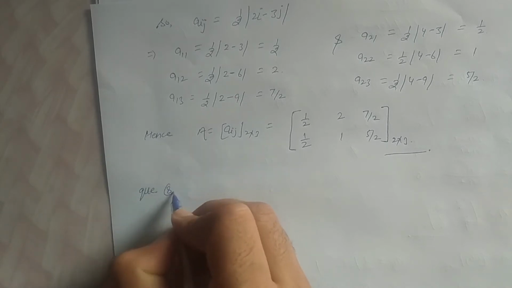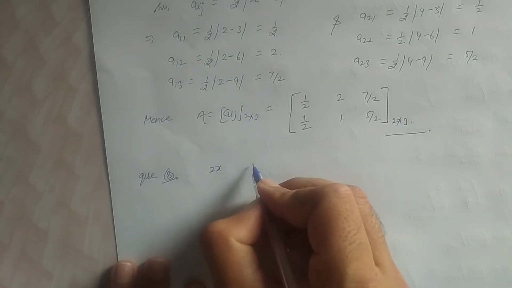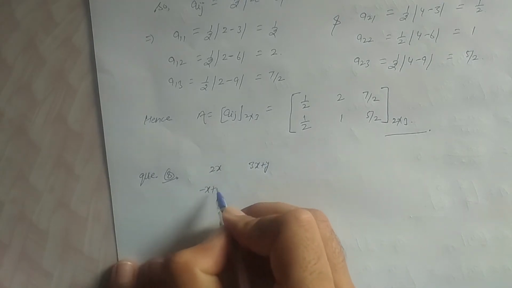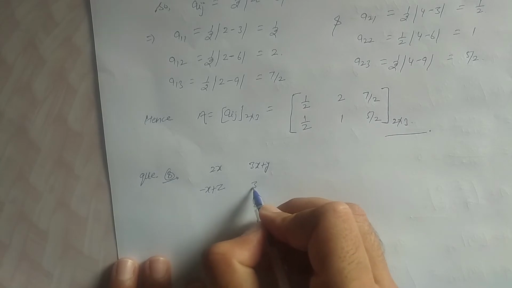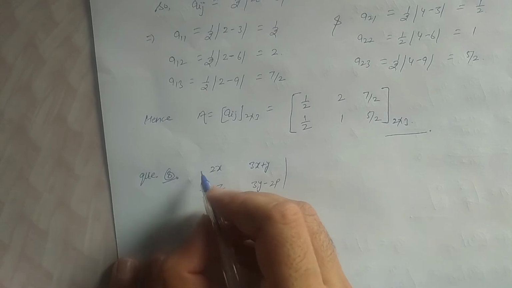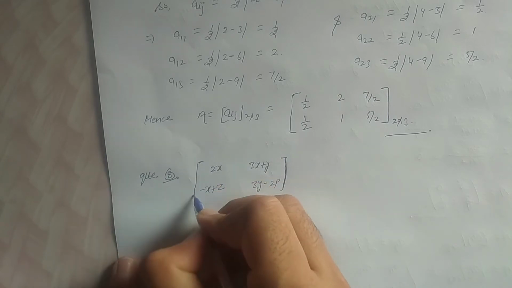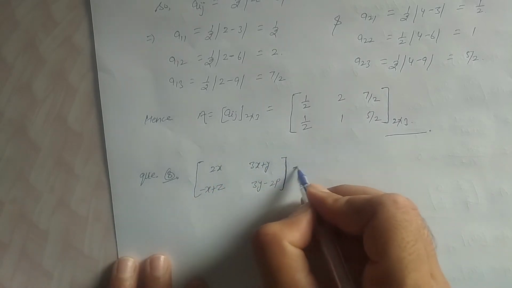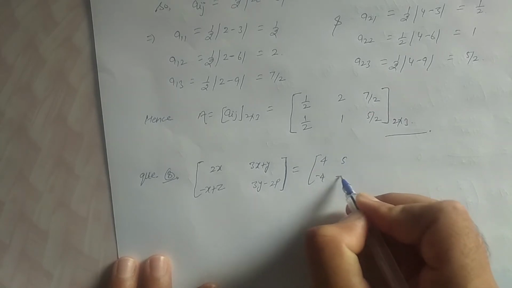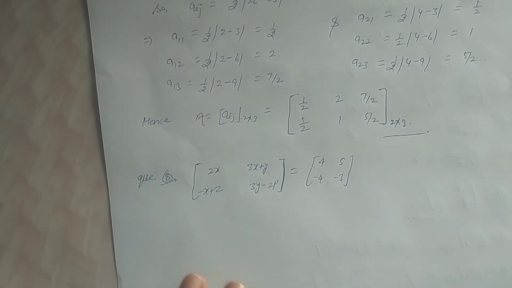Question number 8. If the matrix [2x, 3x plus y; minus x plus z, 3y minus 2p] is equal to [4, 5; minus 4, minus 3], then find the values of x, y, z and p.